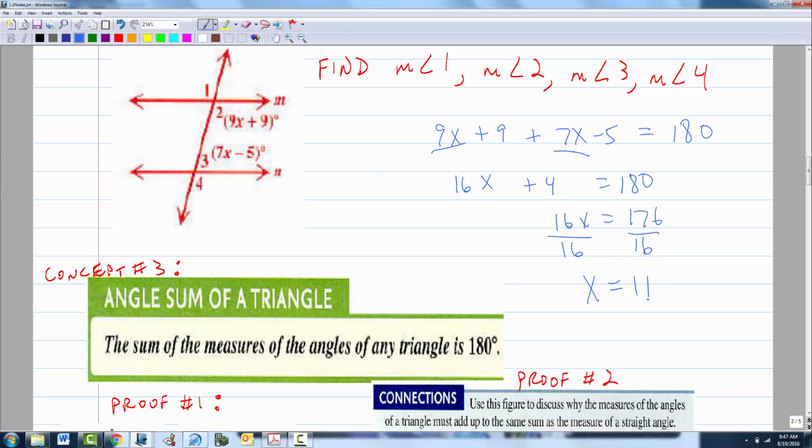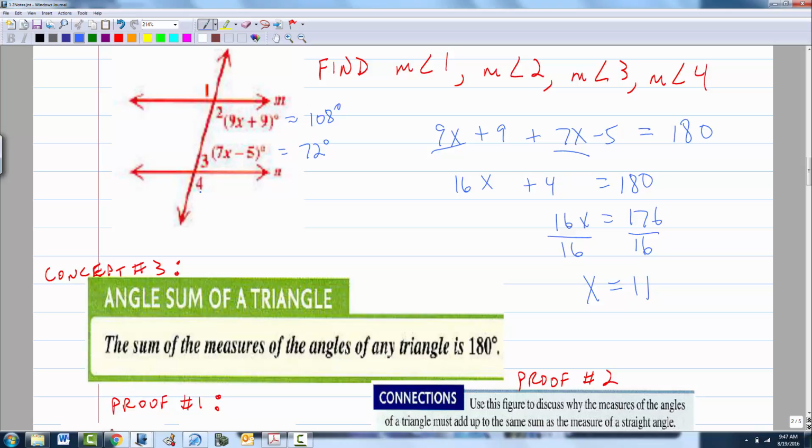All right, and then you could plug it in. Actually, in this one I will plug in. What's 9 times 11? That's easy. 99 plus 9? 108. And then 7 times 11 is 77. 77 minus 5 is 72. And this meshes. These are supplementary.